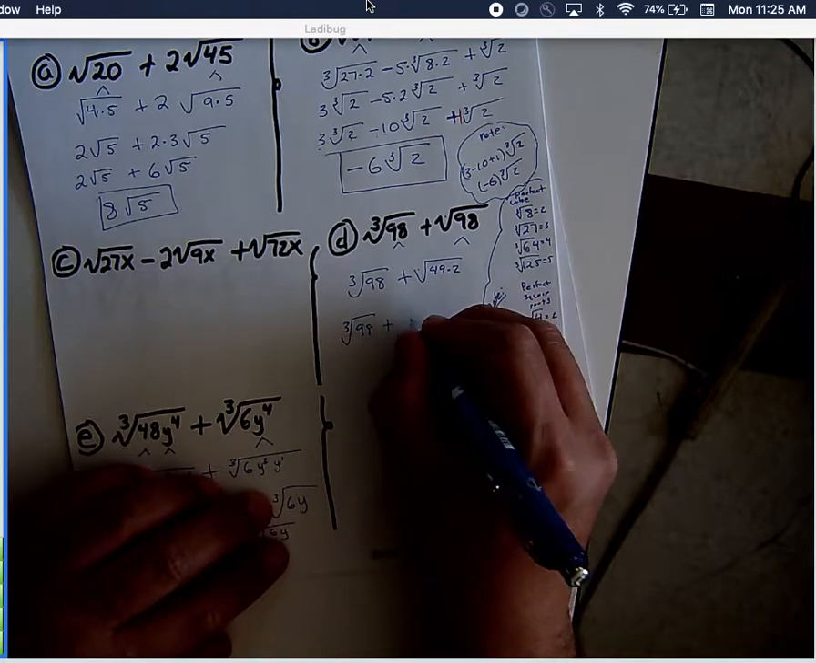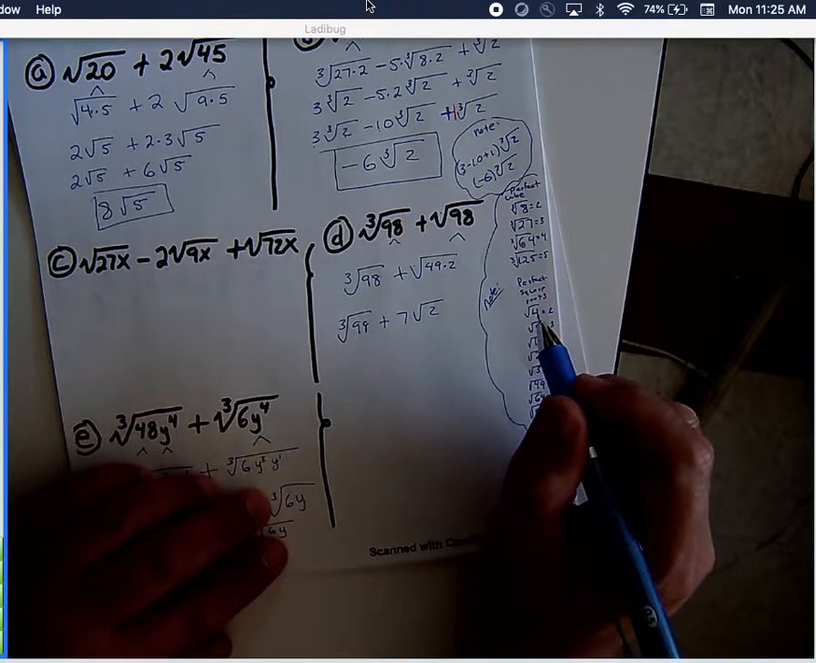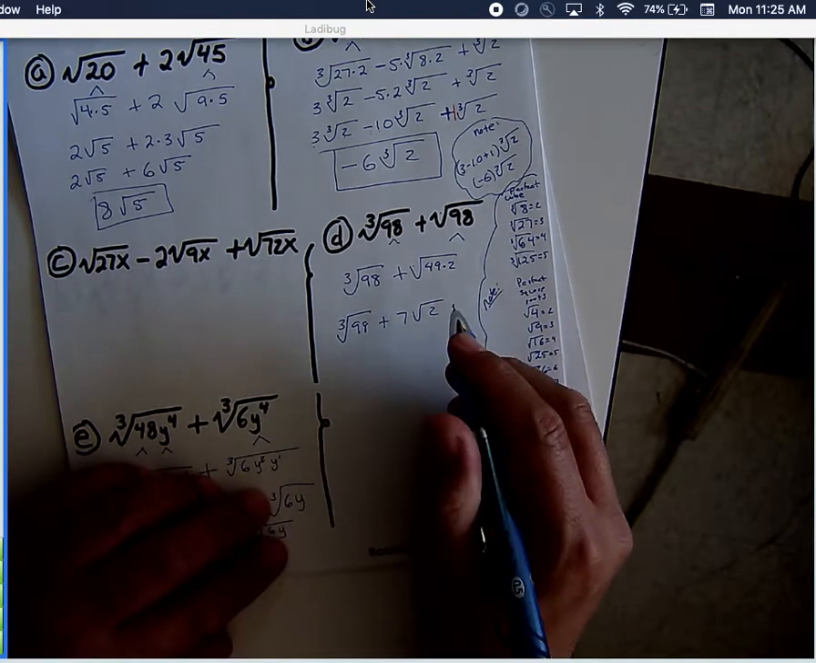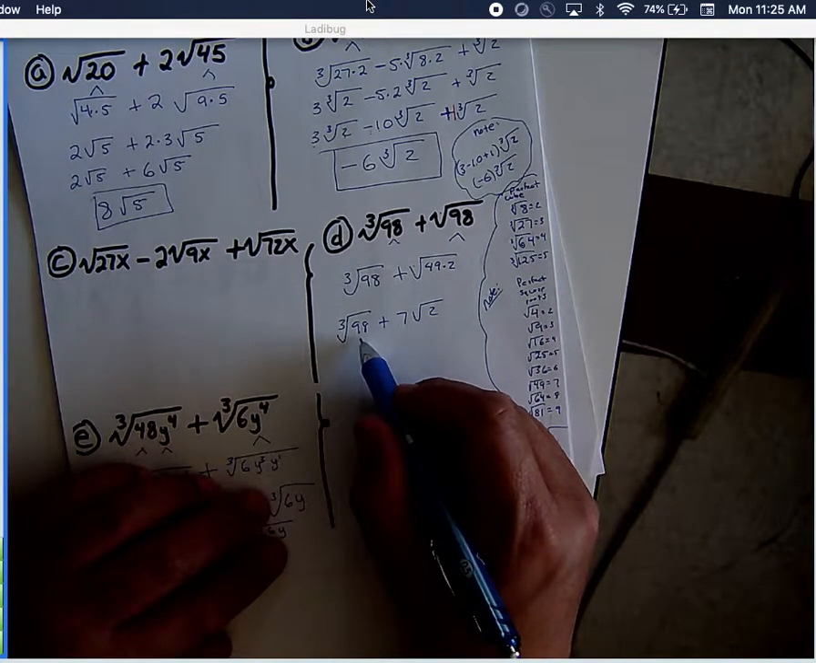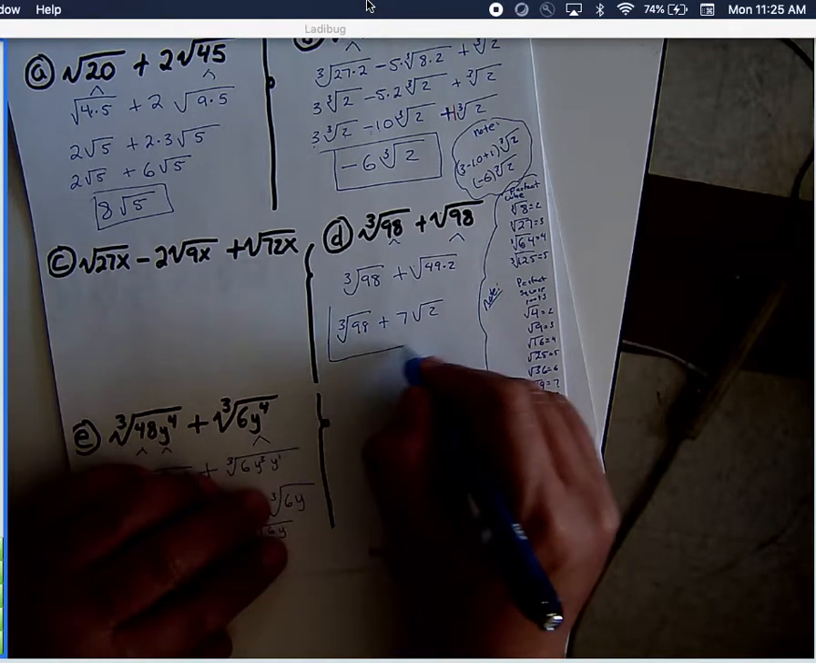Square root of 49 is 7, and then the square root of 2 doesn't have one, so it stays inside. So can we add these things? No, because they don't have the same radicand to start with, and they don't have the same index, so they stay like that.